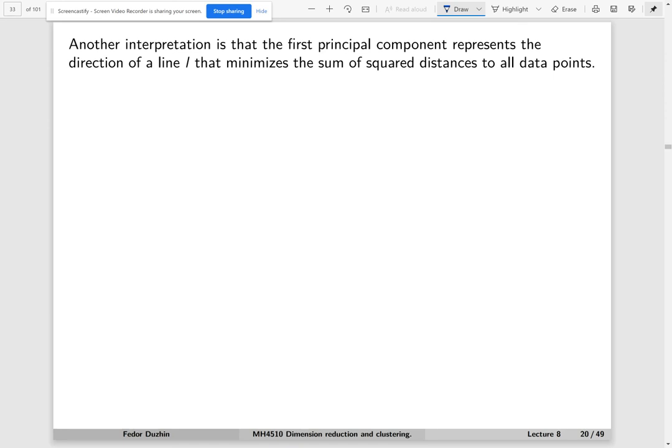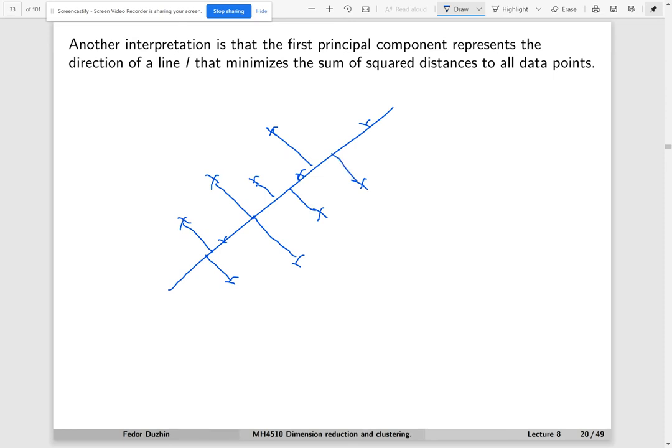So another interpretation is that the first principal component represents the direction of a line that minimizes the sum of squared distances to all data points, right? So if these are my data points, then I can find a line such that the sum of squared distances from these points to this line is minimized. This is similar to linear regression, only in linear regression, I'm going to minimize the sum of vertical distances rather than distances in the direction perpendicular to the line.